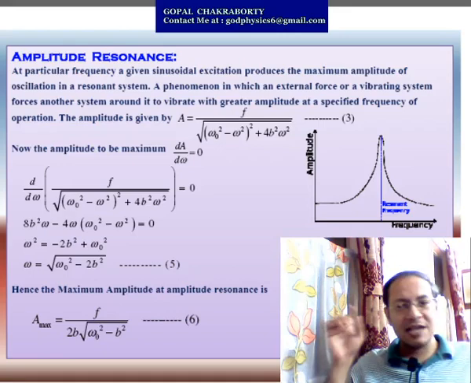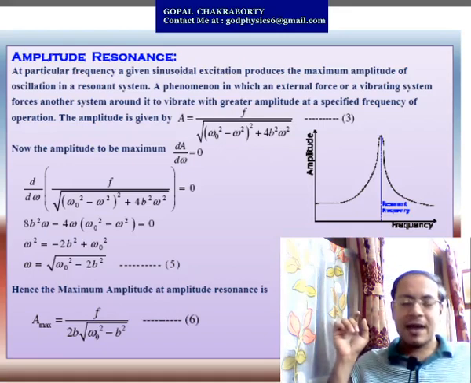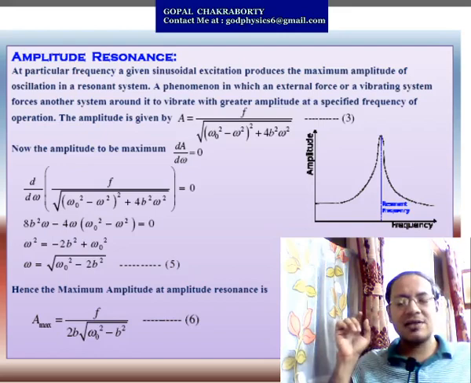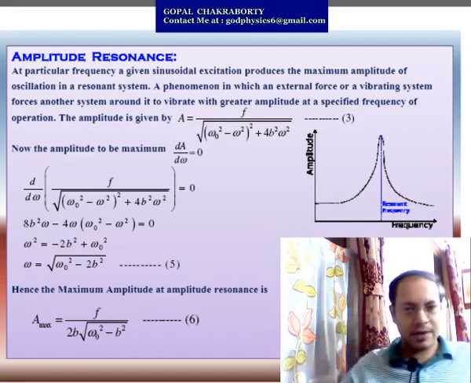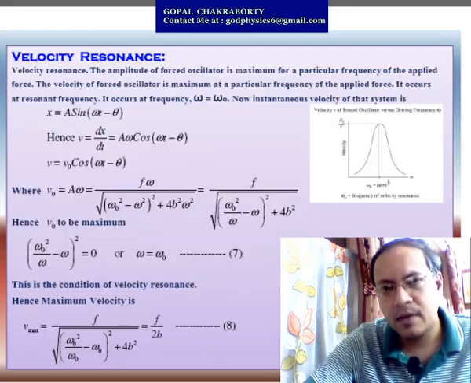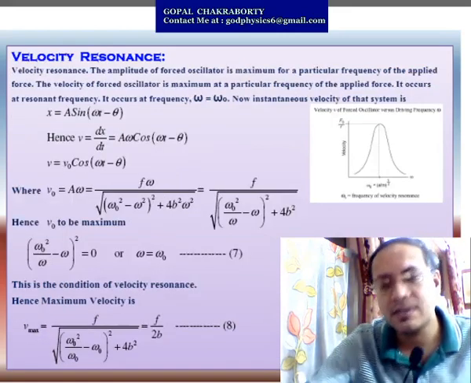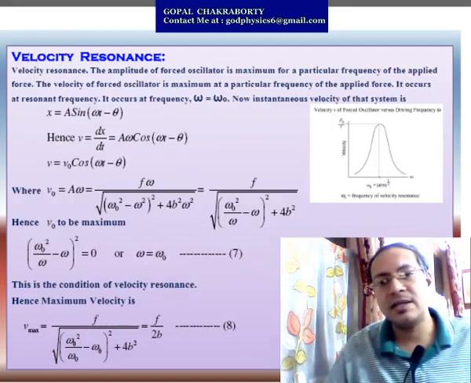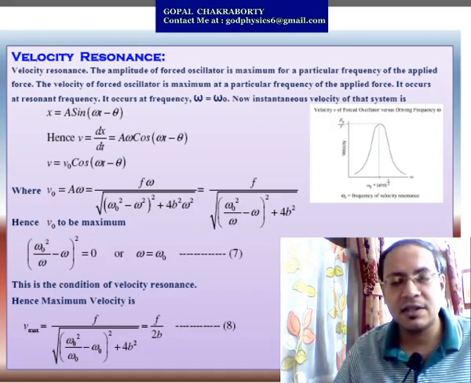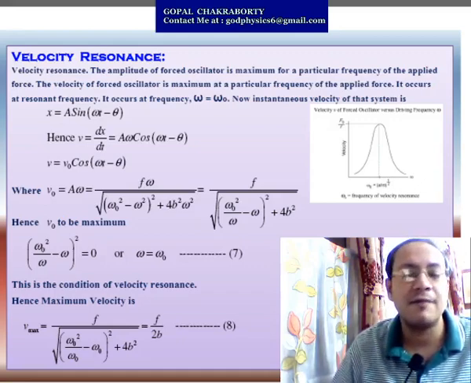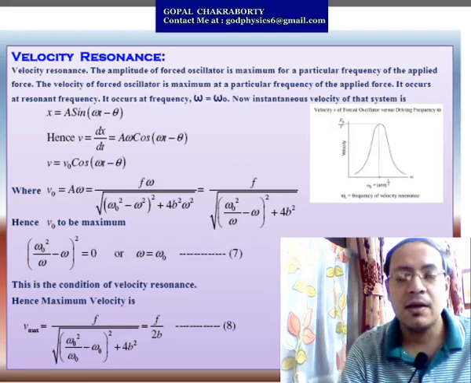So this is the expression of maximum amplitude and amplitude resonance that you have achieved for a particular condition of the frequency, when the external frequency will be equal to under root omega naught square minus twice v square. Now the next part, velocity resonance. So in velocity resonance you will achieve a maximum velocity for a particular condition. That means that for a particular frequency of applied external force you will achieve the maximum of velocity.